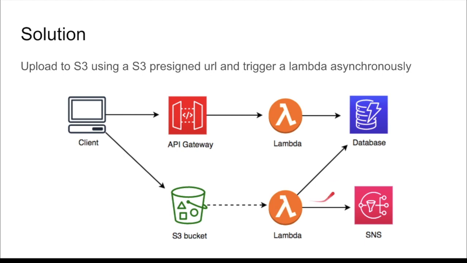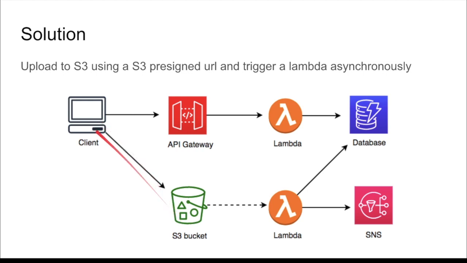Now, there's another element I've added here, and that is SNS. SNS is added as a Lambda destination. Why do we actually need a Lambda destination here? The reason is, since this is an asynchronous invocation, this request is no longer waiting for the response. The synchronous part ended as soon as the large payload was uploaded to S3.